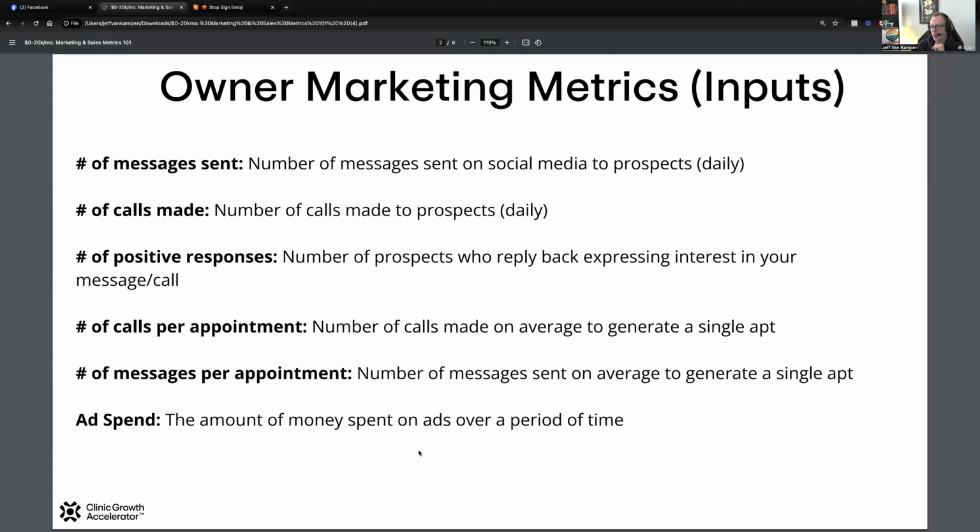So the amount of money spent on ads. The ad spend is an input too, right? We can spend more on ads, likely get a higher return, right? If we spend $2,000 in a month, we might get X. If we spend 4,000, we could possibly get 2X because we've doubled our input, you know?